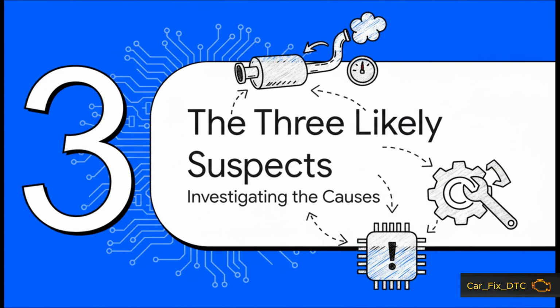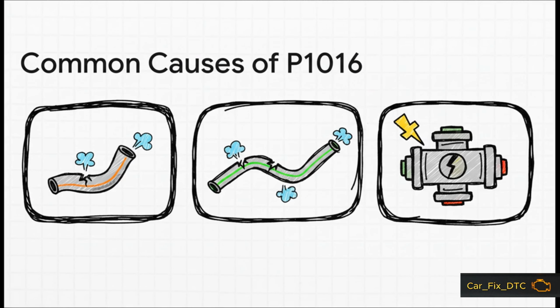Okay, so we know the P1016 code is caused by pressure that's too high for too long in the wastegate system. But what's causing that high pressure in the first place? It's time to play detective and investigate the 3 most likely suspects. When it comes to the P1016 code, it almost always boils down to one of these 3 things: a leaky control tube, a leaky vacuum tube, or a bad regulating valve. Each one of these parts is absolutely critical to the wastegate system, and if any one of them fails, you can get the exact pressure problems we've been talking about.